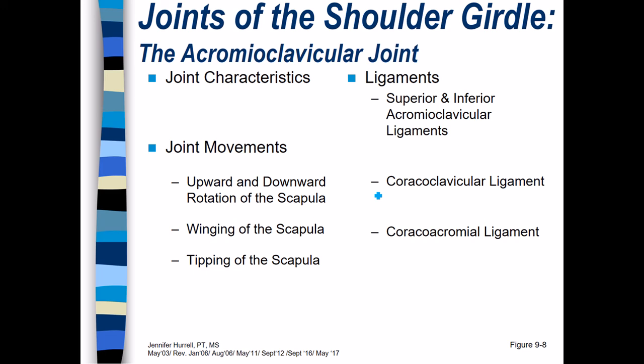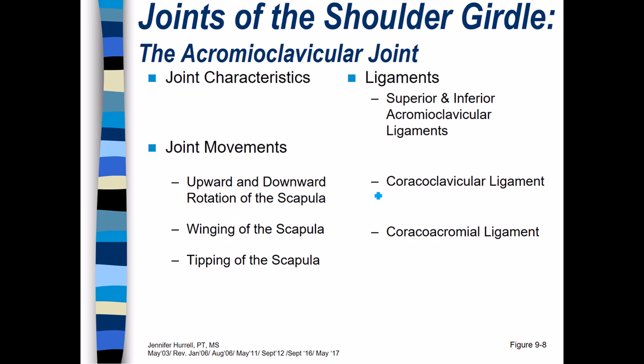And you know these motions already. We've already talked about them. So we look at upward and downward rotation, right? That's pivoting at the AC joint. When we talk about winging, that's also pivoting at the AC joint. And when we're talking about tipping, that's the same as a scapular tilt. It's another word for a tilt. It's also pivoting at the AC joint. So all those scapular motions we talked about earlier, really all stem from here.